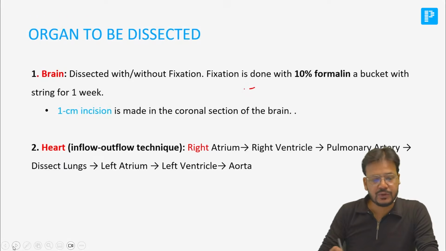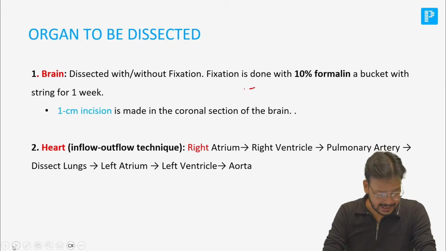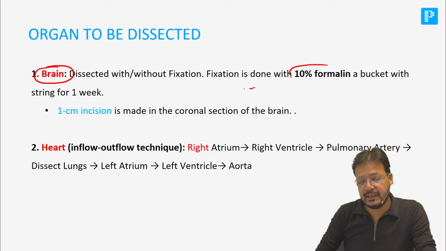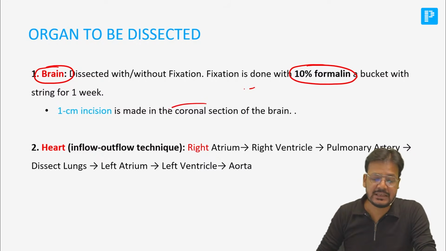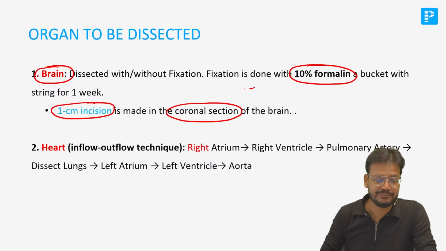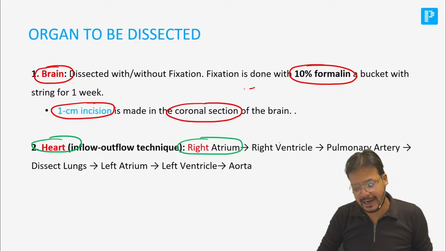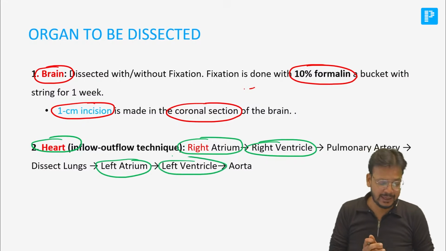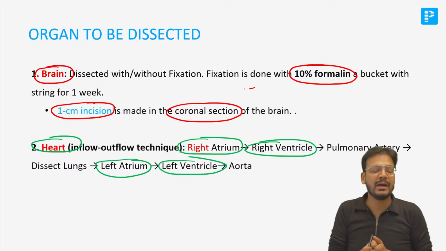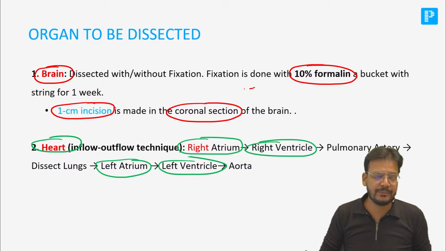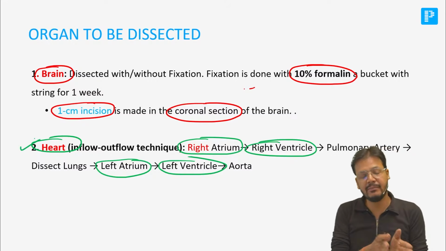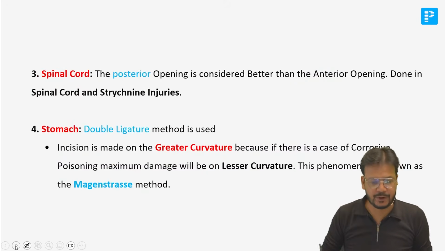Okay. So how to dissect the organs, my dear friend? The brain is put in 10% formalin and we make coronal sections of 1 centimeter in the brain. Heart dissection has to follow the inflow-outflow technique, that is right atrium, right ventricle, left atrium, left ventricle. That technique has to be followed in the heart. Okay. In the brain, what do you have to do? First fix it, then make coronal sections of the brain. In the heart, you will start from the right atrium, right ventricle, left atrium, left ventricle. Very important question.